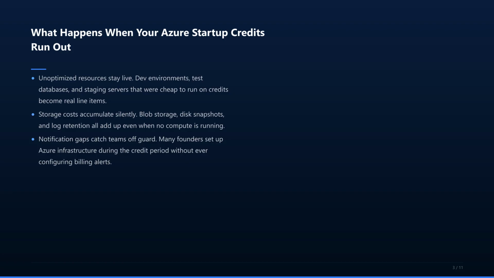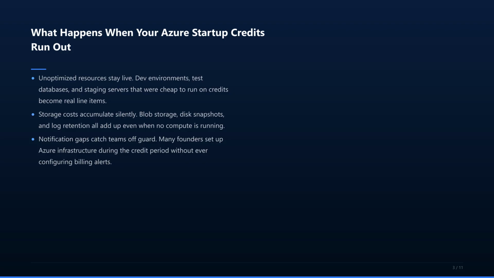Here's what typically unfolds. Unoptimized resources stay live. Dev environments, test databases, and staging servers that were cheap to run on credits become real line items. Storage costs accumulate silently. Blob storage, disk snapshots, and log retention all add up even when no compute is running. Notification gaps catch teams off guard. Many founders set up Azure infrastructure during the credit period without ever configuring billing alerts.